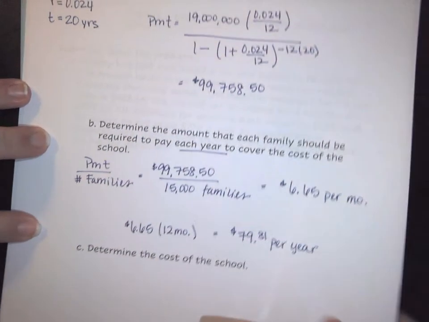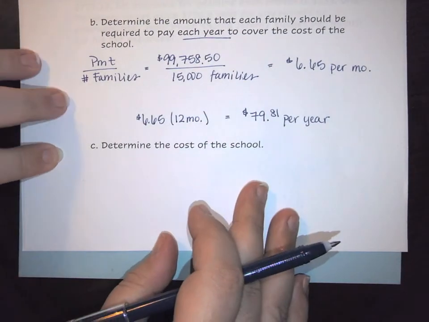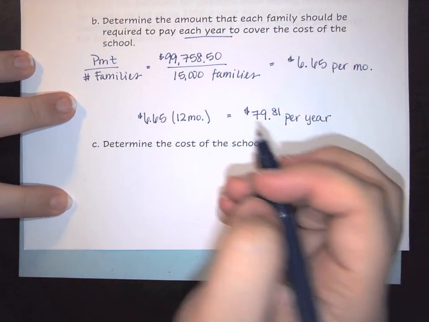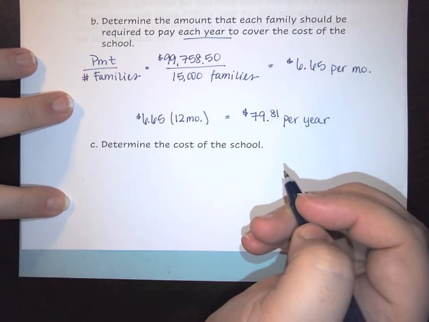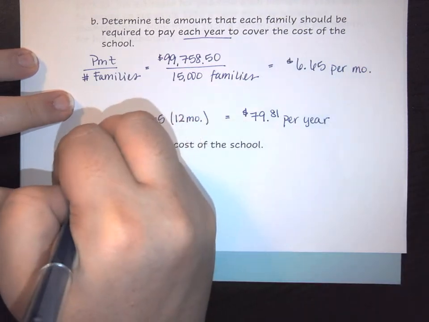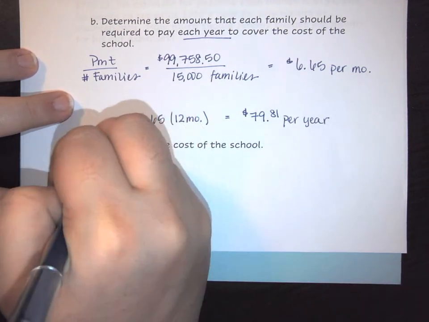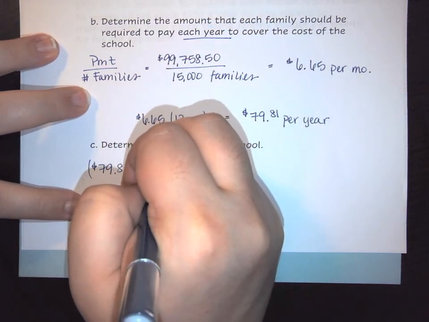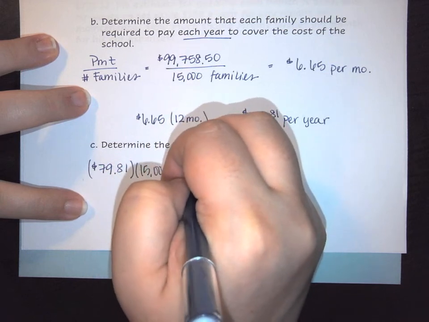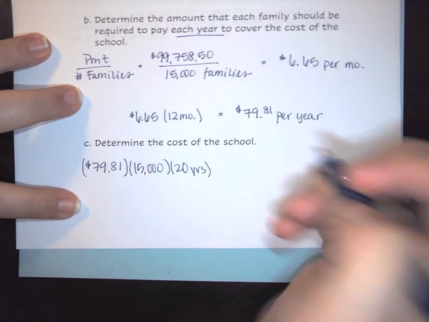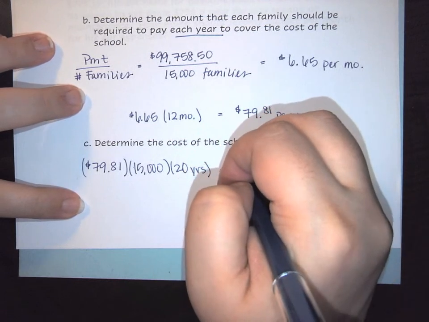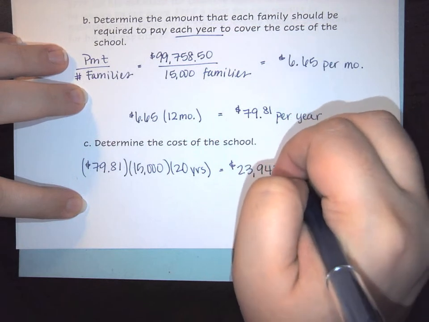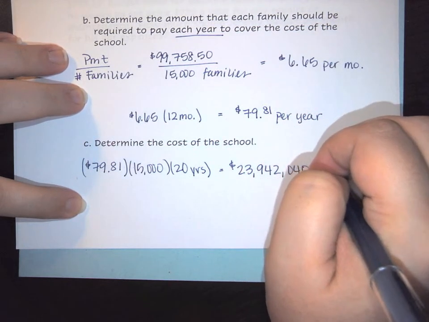Now the last thing you need to do is determine the overall cost of the actual school. We're going to do that the same way that we determine the overall cost of a car. So we're going to take the yearly payment, $79.81, and multiply that by 15,000 families over the course of 20 years. When we do that, we come out with a cost of $23,942,040.32.